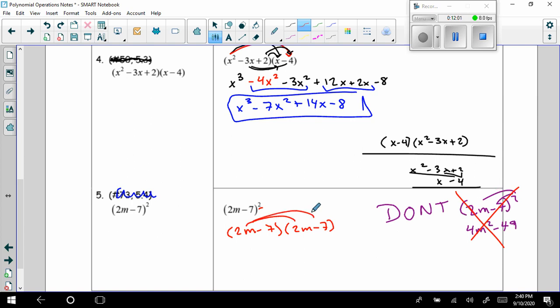So we're going to distribute that 2m through, so we get 4m squared minus 14m. And we're going to distribute the 7 through, so we get minus 14m plus 49. And multiplying by itself results in the same thing every single time. We're going to have that first term squared, all right?